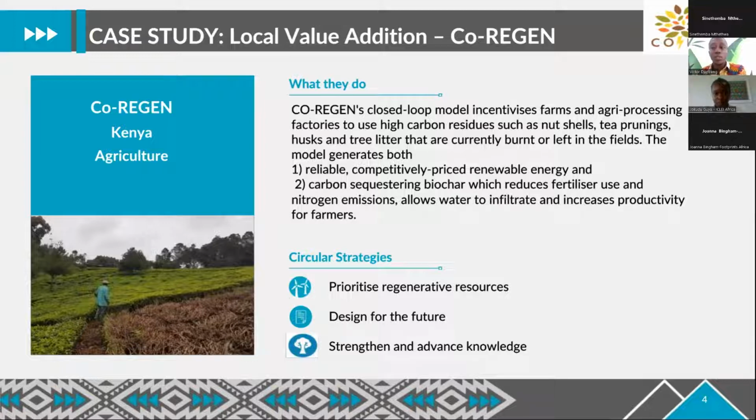A byproduct of this gasification process is biochar, which the farmers can then apply to their soils, which is very beneficial, such as reducing the amount of fertilizers they have to put into their soil. And we know that fertilizer is usually one of the highest cost components of production. The biochar also keeps water in the soil, and then also increases yield, which is what every farmer is looking to do. They want to increase it so they can make more money. And so that's the closed loop model that CoRegen operates.